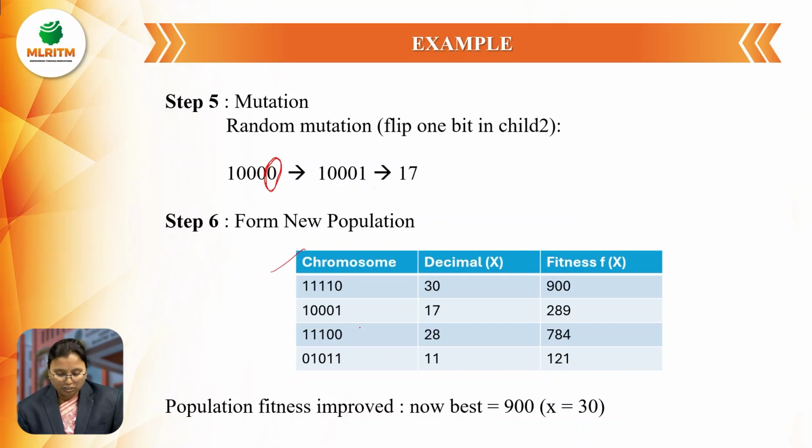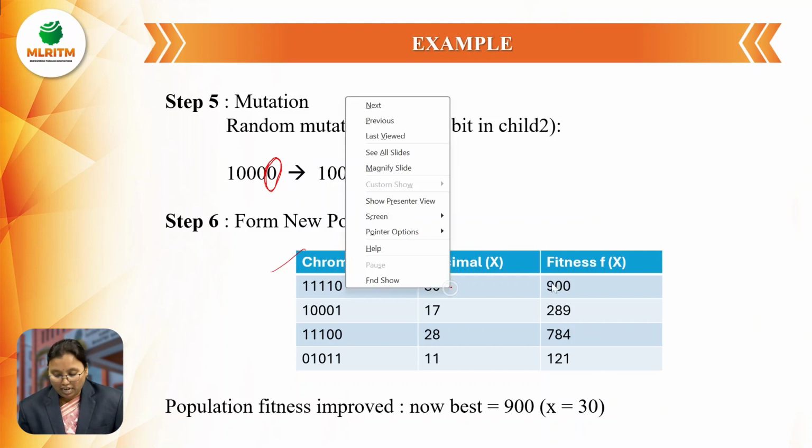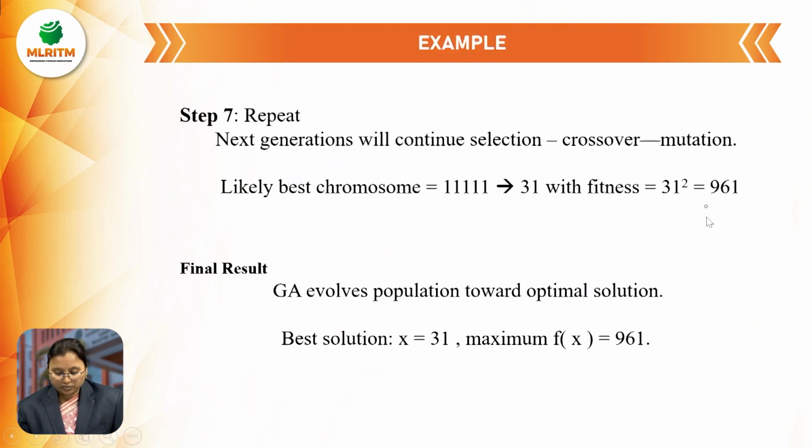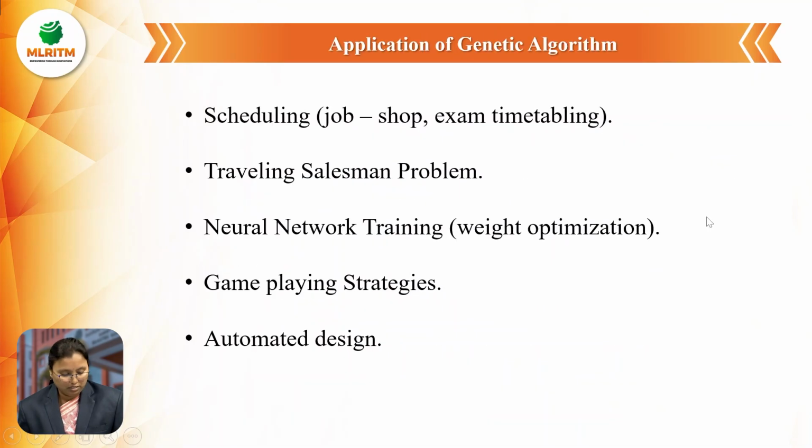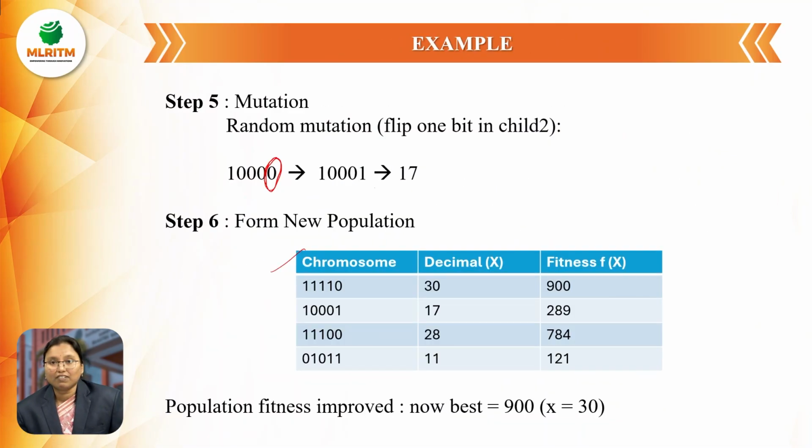So whatever we are taking, 11110, that is the 30 value we are getting, and that value we square, 30 square means 30 into 30 equal to 900. And 10001, that value is 17. Now we are getting 17 in the place of 16. So that is 17 into 17 equal to 289.